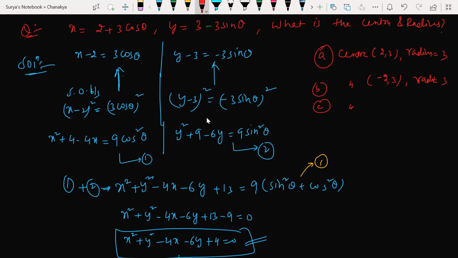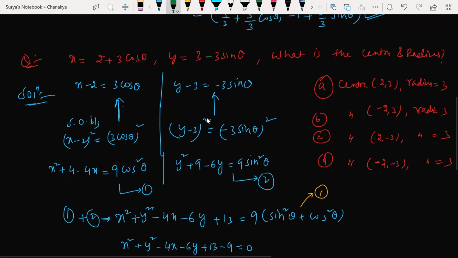Option C: center is 2, -3, radius is equal to 3. Option D: none. Tell me. See, everywhere the radius is 3. So even if you take the fourth option, center minus 2, -3, radius is still 3. Everywhere I have radius 3.